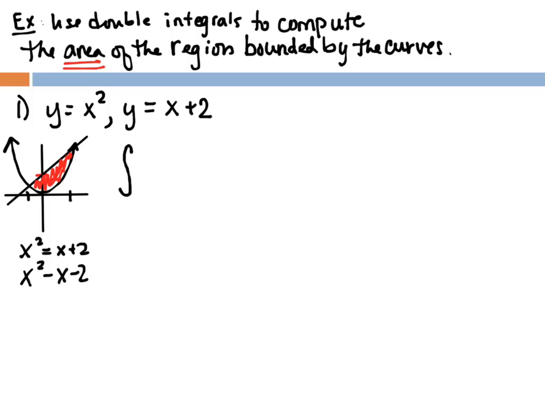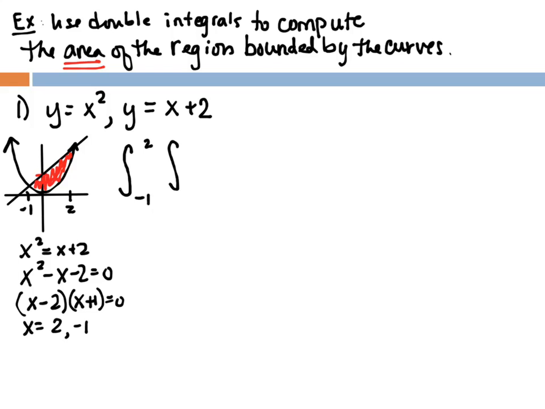This one, like I said, is very nice and clean. It factors into x minus 2 and x plus 1. So my x values are actually what? 2 and negative 1. And of course, negative 1 comes first, and the 2 is coming second. So this is negative 1 up to 2. And the inner integral is going to be the top curve for y, the highest value for y, which would be what equation? Yeah, the line, the x plus 2, right? And then we have the lower equation for y, which would be x squared.